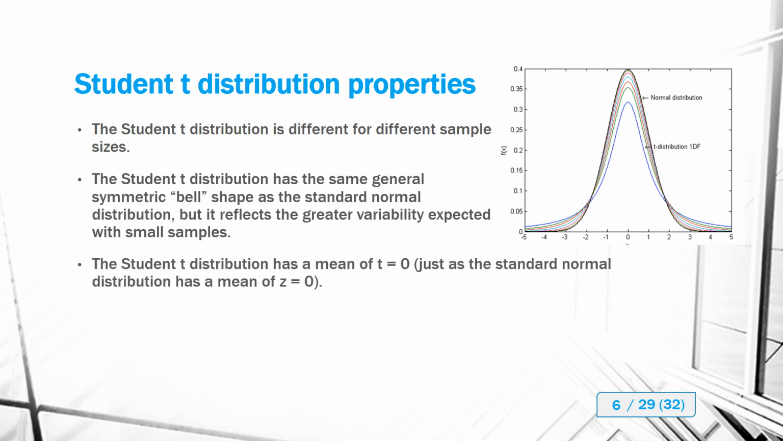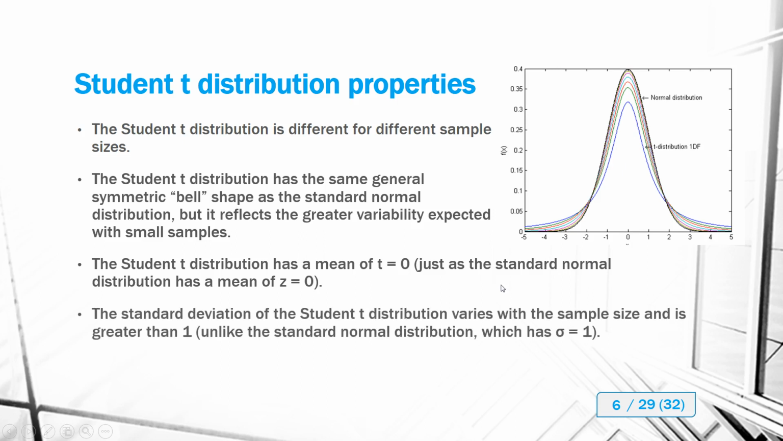Just like the standard normal distribution, we have a mean value of 0. So t equals 0 is at the center of the t-distribution, just like z equals 0 is at the center of the standard normal distribution. The standard deviation of the student t-distribution can vary. It can be pretty much whatever we want, but it is directly connected with sample size. Typically, it's greater than 1. This is not like the standard normal distribution. The standard normal distribution always has a standard deviation of 1. So there is a difference there.